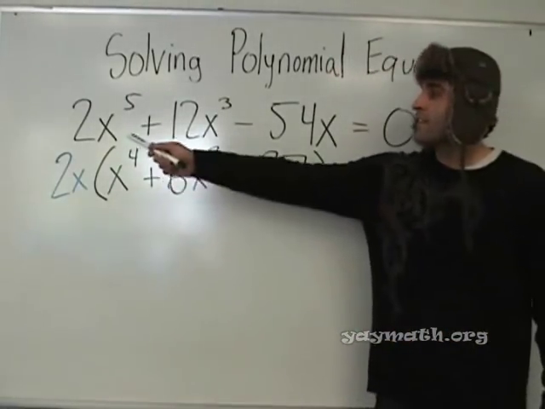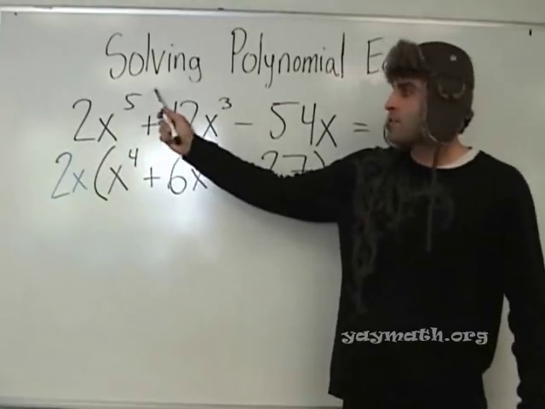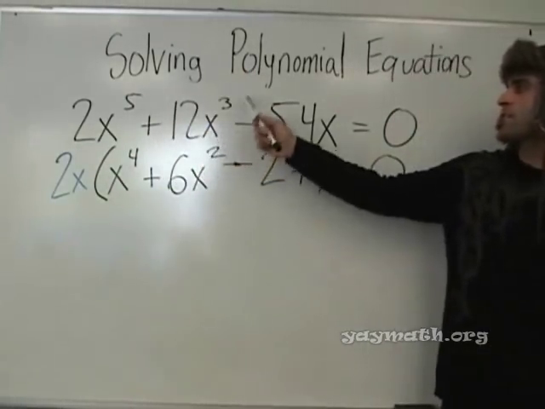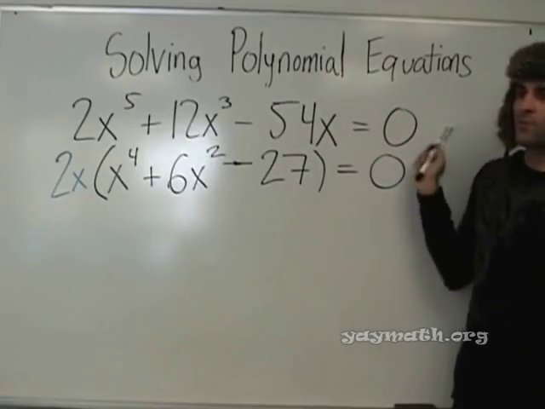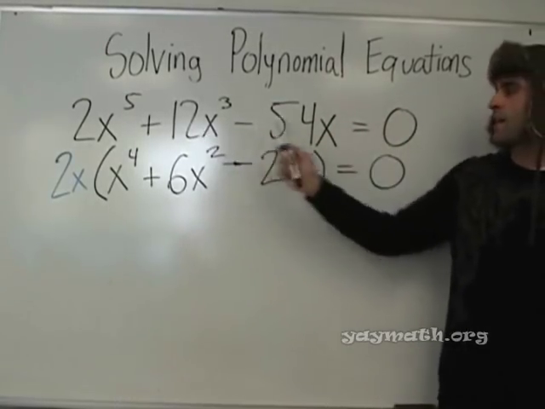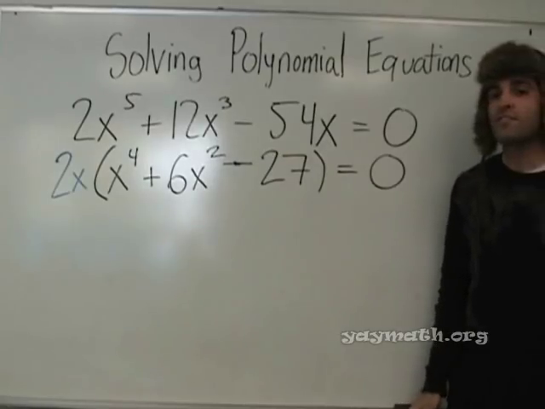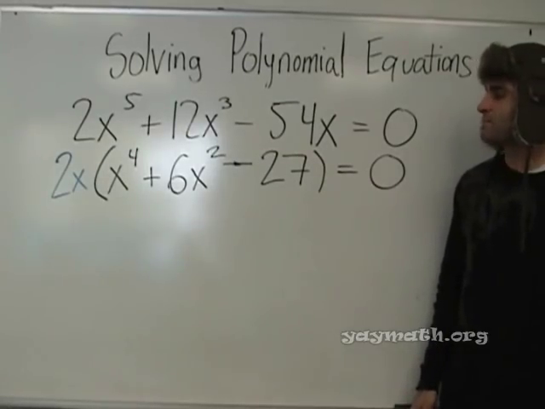And we can check that. If we plug 0 in here, 2 times 0 to the 5th is 0, plus 12 times 0 cubed is 0, minus 54 times 0 is 0. It's all 0, so it works. 0 plus 0 minus 0 is 0.